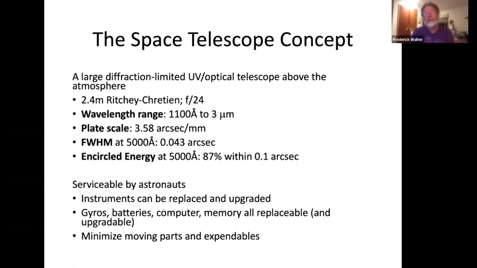It would work in the ultraviolet, the optical, and the near infrared. The plate scale will be 3 arcseconds per millimeter, and if you put a typical detector that was available in the 1970s in there, you could get close to the diffraction limit. The full width half max, basically the diffraction limit, would be 0.04 seconds of arc. That's 0.06 is the diffraction limit. And you could get 90% of the light from a star within a tenth of a second of arc. Your images would be very, very sharp because you have very good spatial resolution.